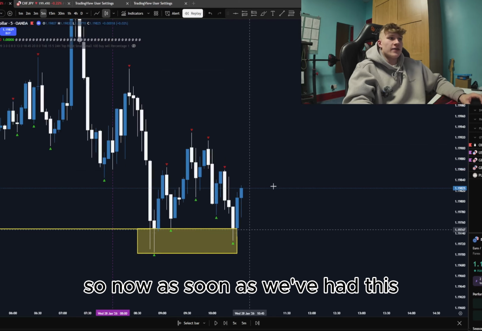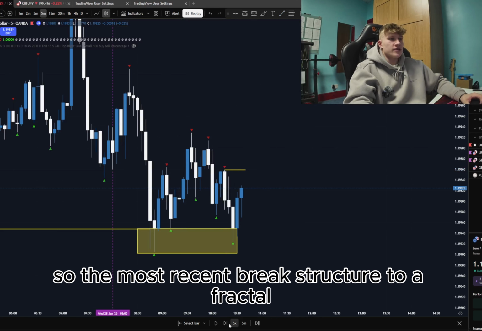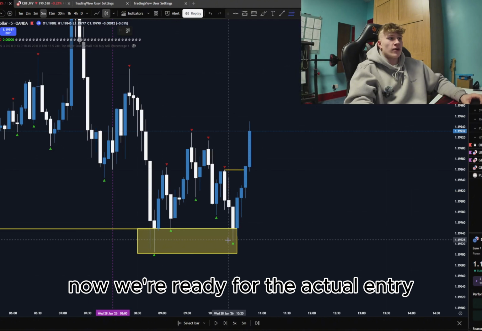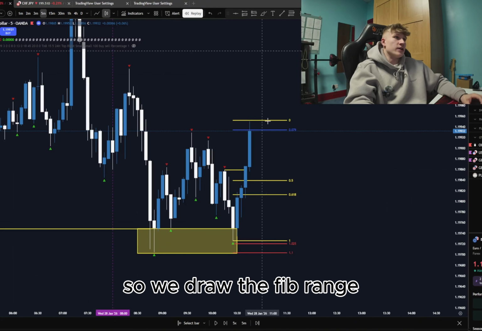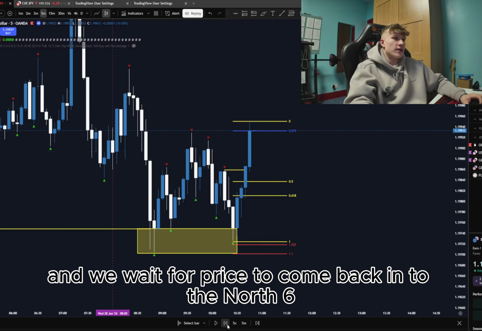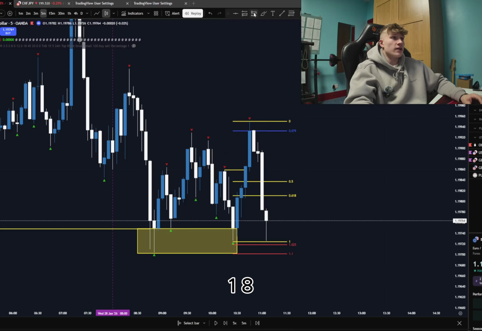So now, as soon as we've had this, we are now looking for the entry. And the entry is off of a break of structure. So the most recent break of structure to a fractal, boom, we get that break right here. Now we're ready for the actual entry, which is using a limit order on the 0.618. So we draw the fib range from the lowest point to the highest point right here, and we wait for price to come back in to the 0.618.